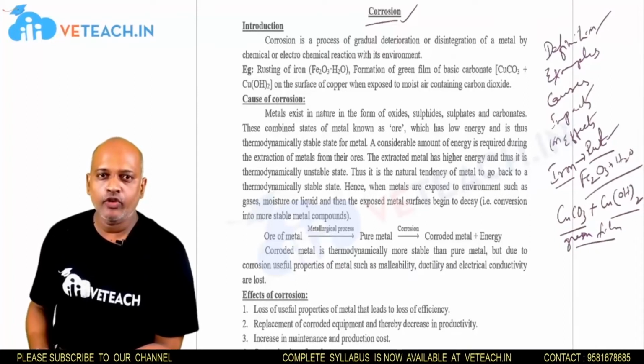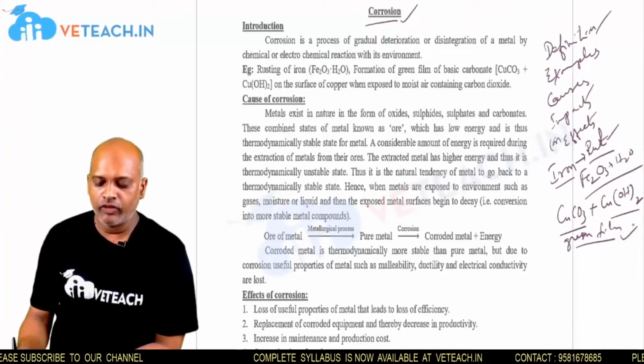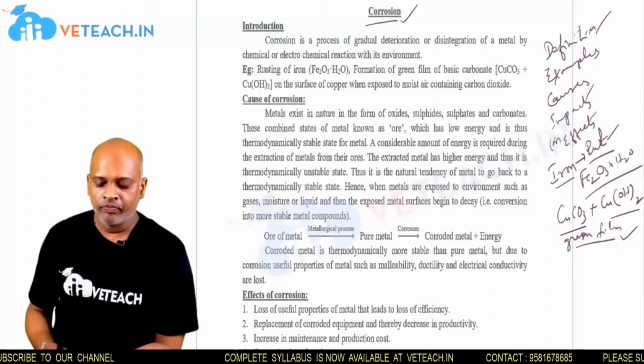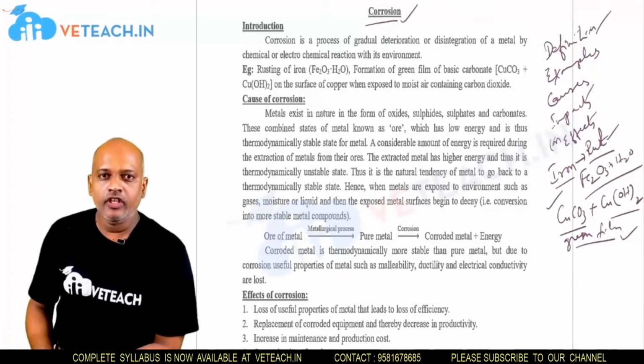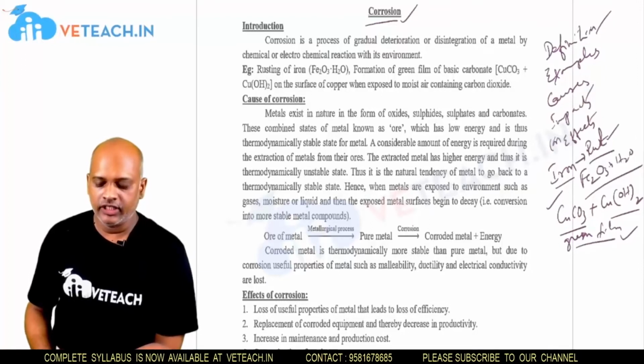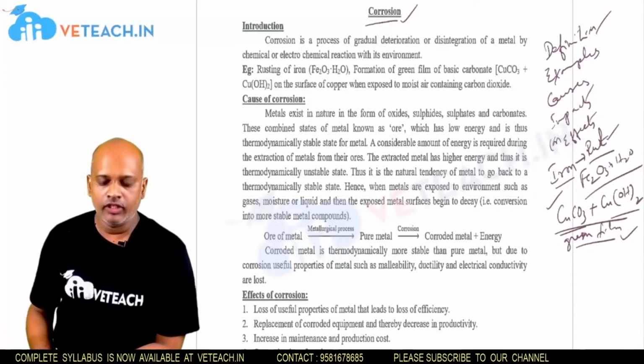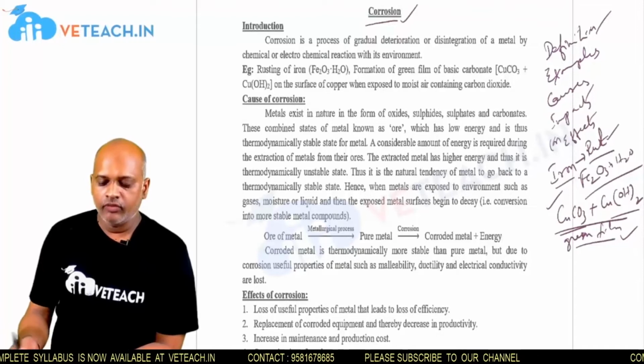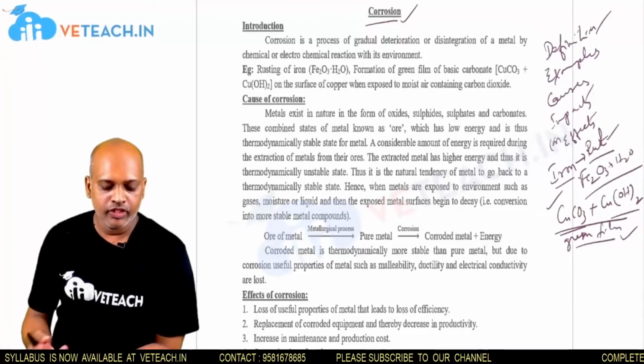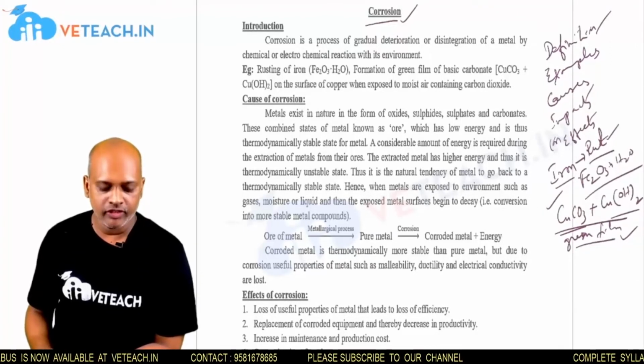So if copper forms this type of green film over the surface of the metal, the formula is the mixture of copper carbonate and copper hydroxide. So this is the green film formula. These two are the main examples of the formation of corrosion over metals.